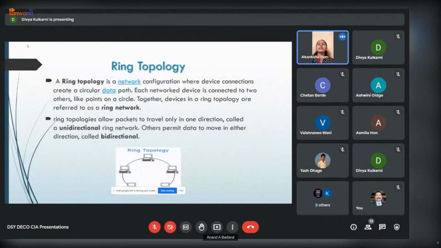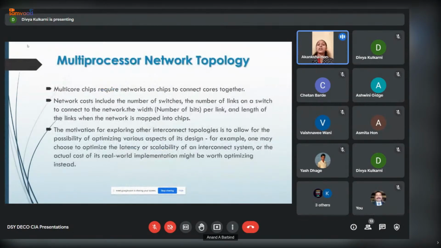The motivation for exploring other interconnect topologies is to allow for the possibility of optimizing various aspects of its design. For example, one may choose to optimize the latency or scalability of an interconnect system, or the actual cost of its real world implementation might be worth optimizing instead. So there are various types of network topology like bus, ring, fully connected or mesh, 2D grid, omega or crossbar. So first is the ring topology.